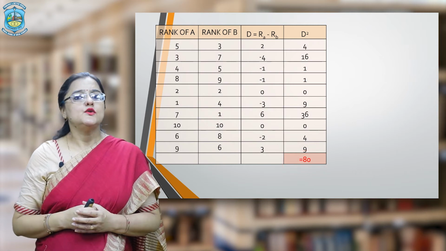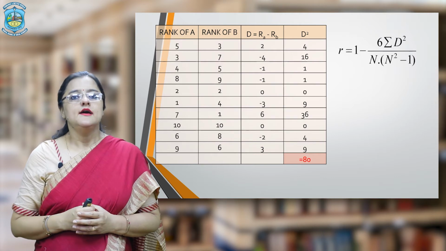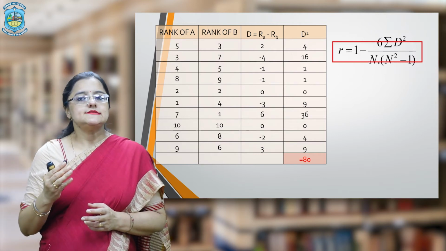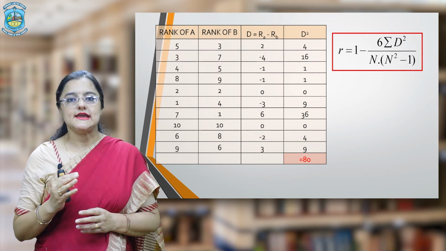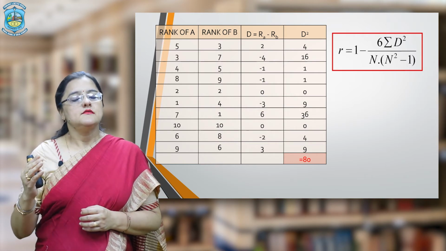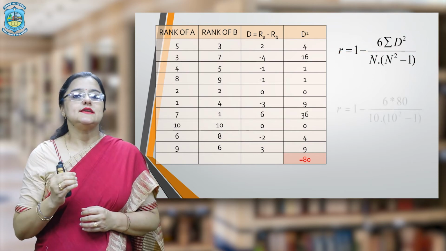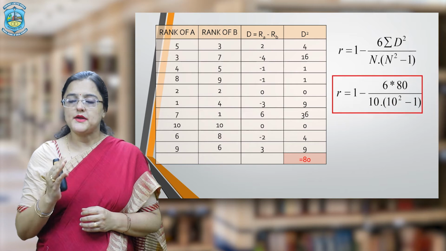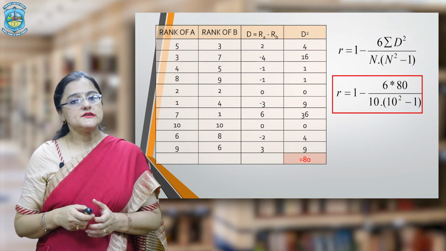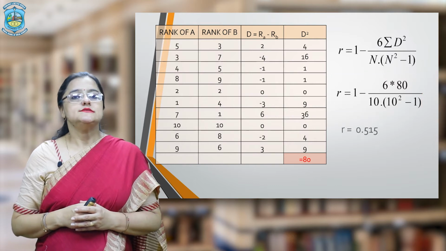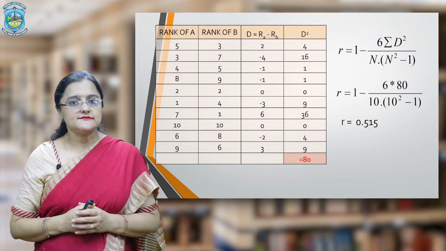After calculating the value of summation d square, let us simply substitute the values in the formula. The formula is 1 minus 6 summation d square. The value of summation d square that we have computed here is 80, divided by n bracket n square minus 1, where you have been given n is equal to 10. There are 10 pairs of observations given in the question. So you have the value of Spearman's correlation coming out to be 0.515 plus. This is a positive value.